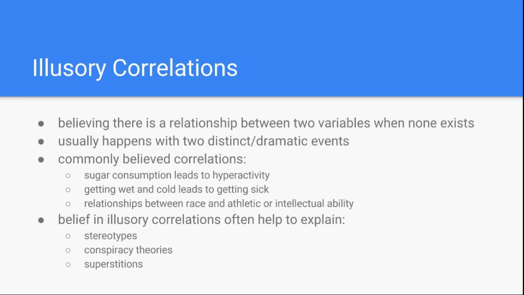And then racial stereotypes, the relationships between race and athletic or intellectual ability, those are all based on illusory correlations as well. So illusory correlations are very useful in helping to explain why people believe in stereotypes, why people believe in conspiracy theories. They link these really distinctive events and try to come up with some sort of causal explanation that's just not there.